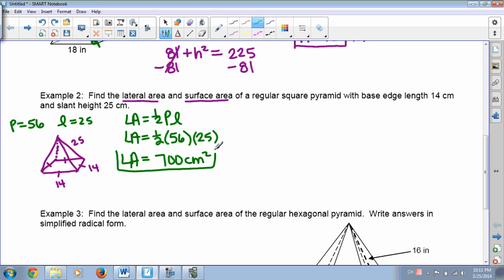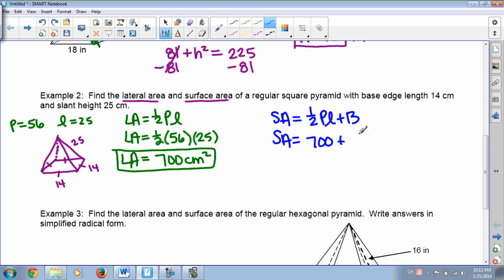Okay. We also need to find the total surface area, which our formula for that is, looking at the top of the page, 1/2 big P times L plus big B. The only thing we haven't found so far is big B, which is the area of the base. We know that 1/2 perimeter times slant height is the same thing as our lateral area, which is 700, plus the area of our base.